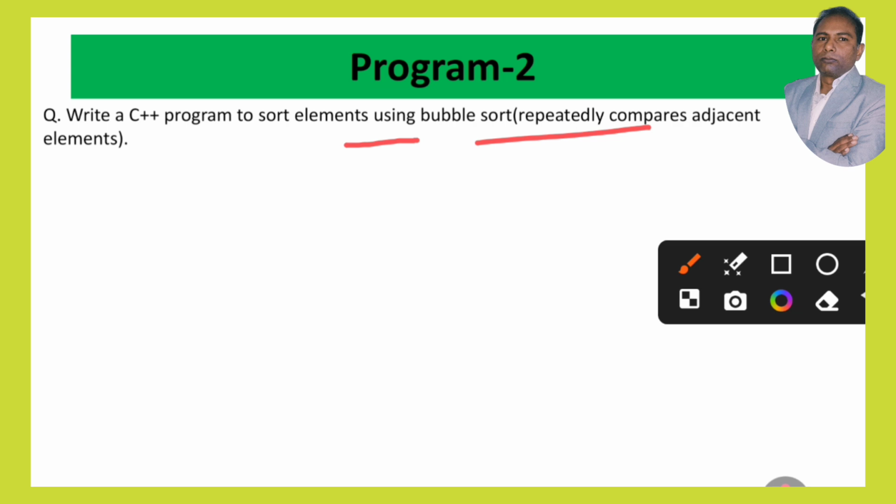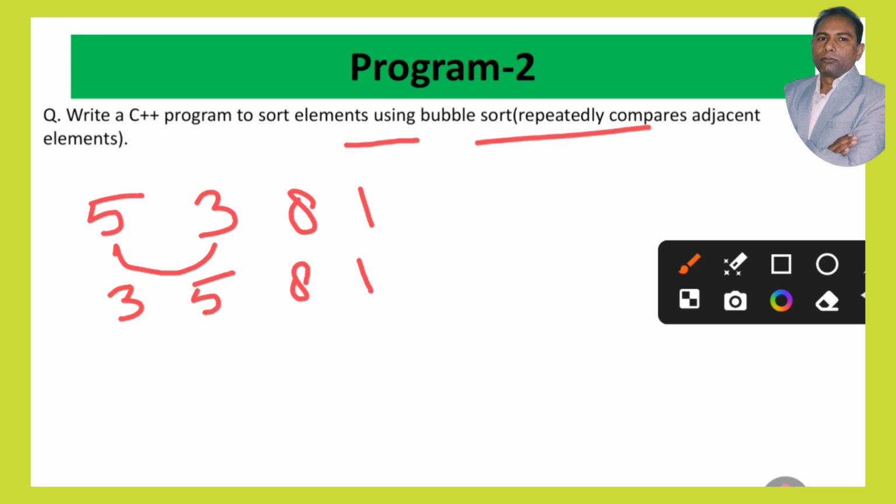So we can take an example. For example, if an array is there with the elements 5, 3, 8, 1. First we will compare the adjacent elements. For example, we compare 5 and 3. Now 3 is lesser, so the answer will be 3, 5, then 8, 1.